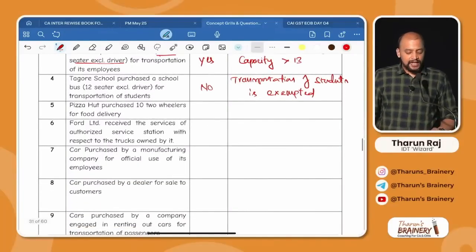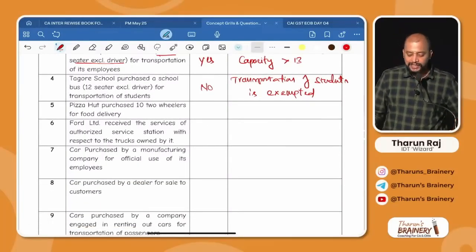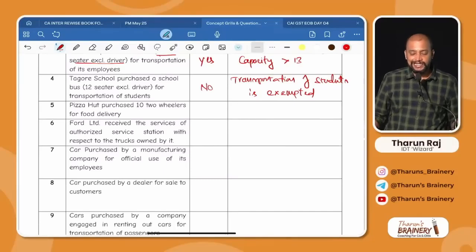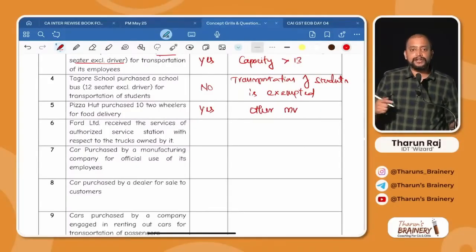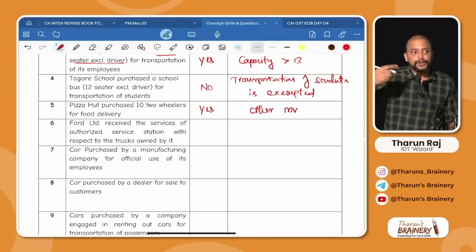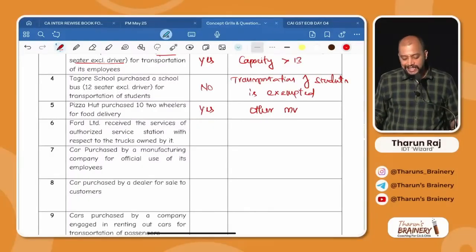That's why. Pizza Hut purchased 10 two-wheelers for food delivery. Can they take ITC? Yes. Why, sir? It will come under other motor vehicles, not motor vehicle for transporting persons. They are not transporting persons, they are doing food delivery. That's why it will come under other motor vehicles, ITC available.